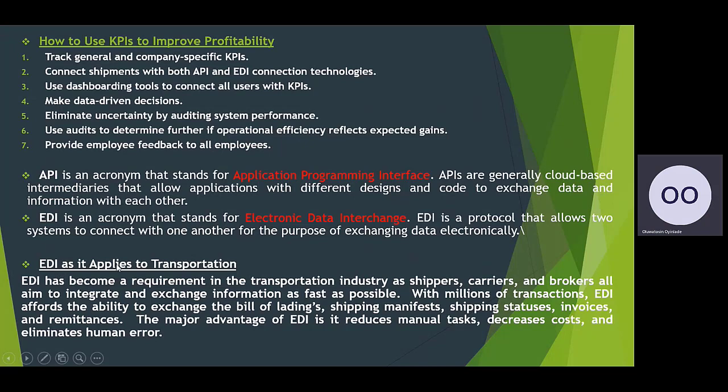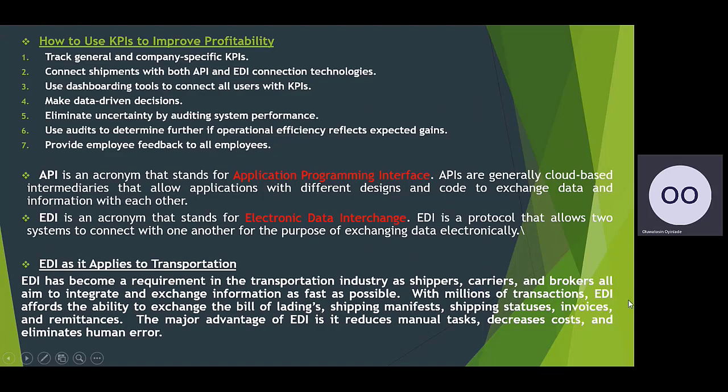So EDI as it applies to transportation. I say EDI, which I already defined to be electronic data interchange, has become a requirement in the transportation industry as shippers, carriers, and brokers all aim to integrate and exchange information as fast as possible.